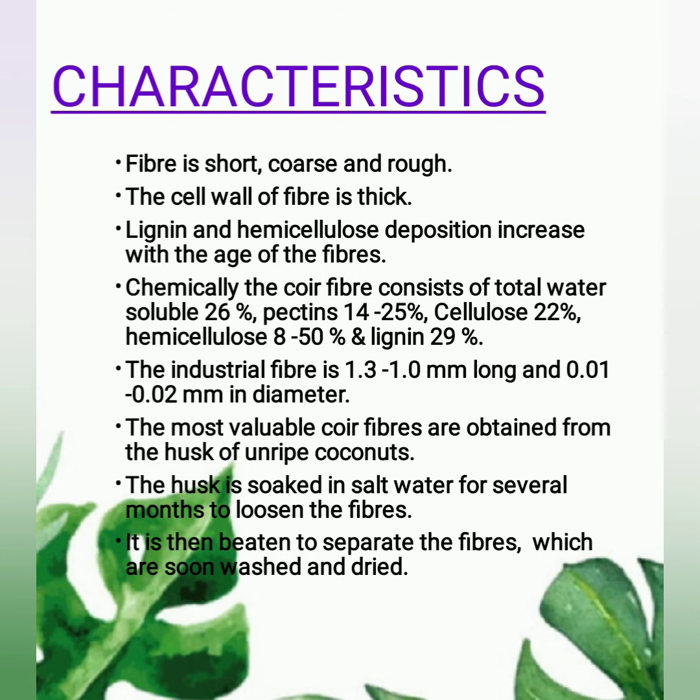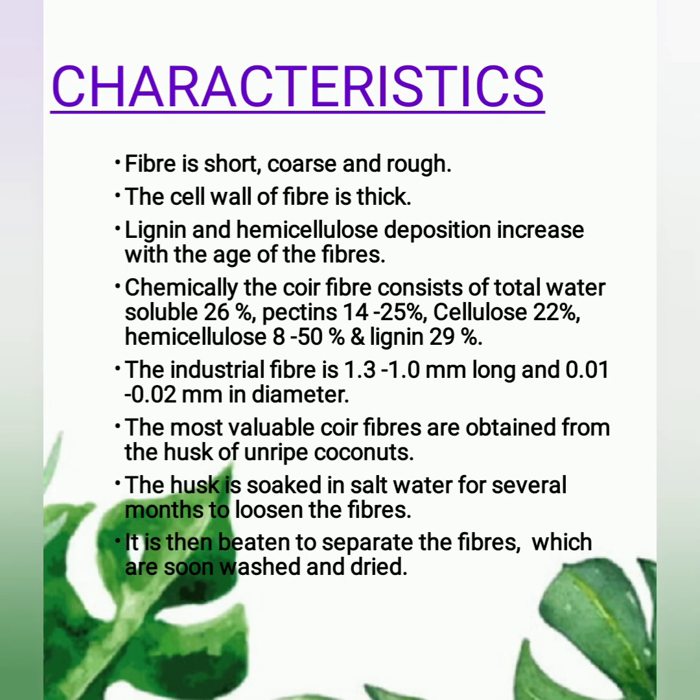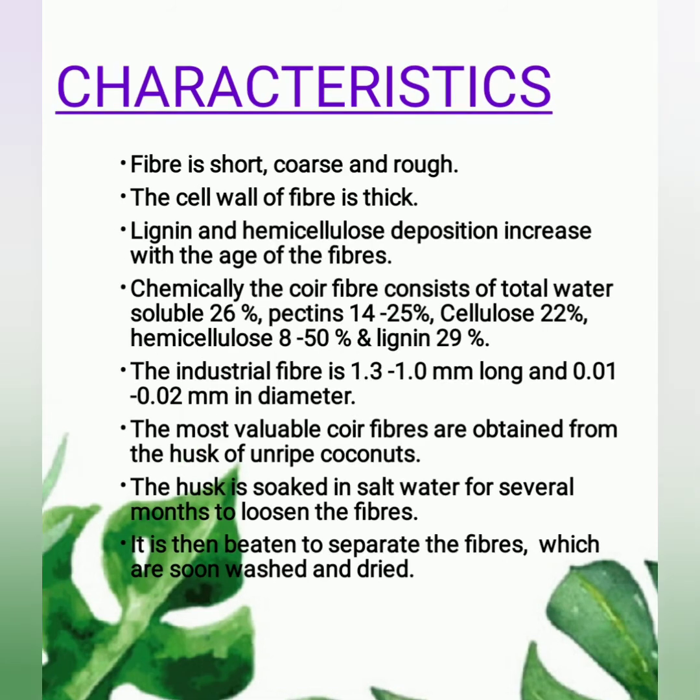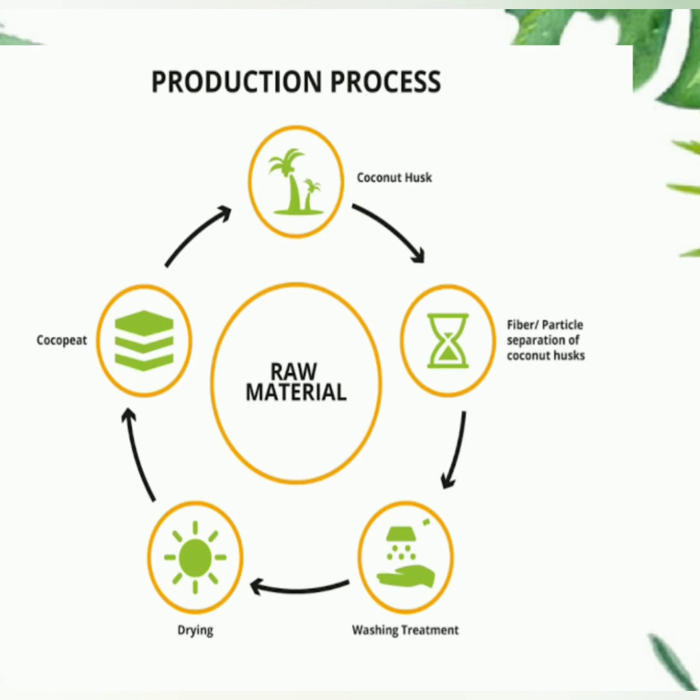The most valuable coir fibers are obtained from the husk of unripe coconuts. The husk is soaked in salt water for several months to loosen the fibers. It is then beaten to separate the fibers, which are then washed and dried. Next we have the production process of coir, starting from coconut husk, fiber or particle separation of coconut husk, washing treatment, drying, and leading to the formation of cocopeat.